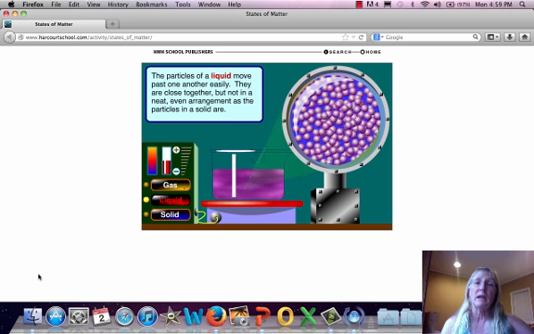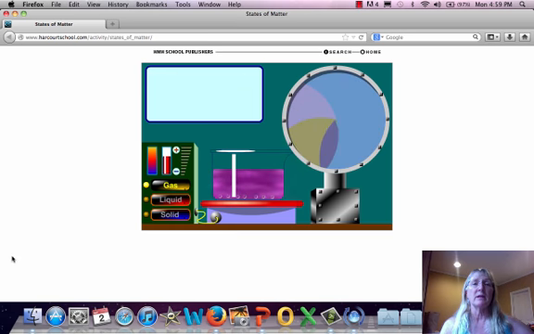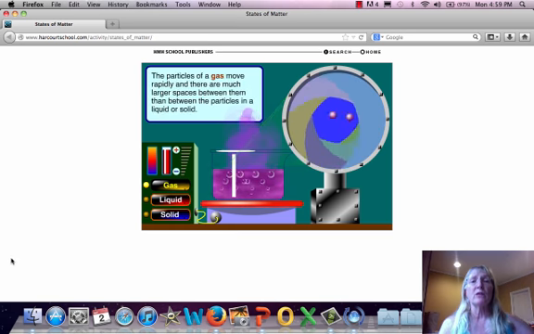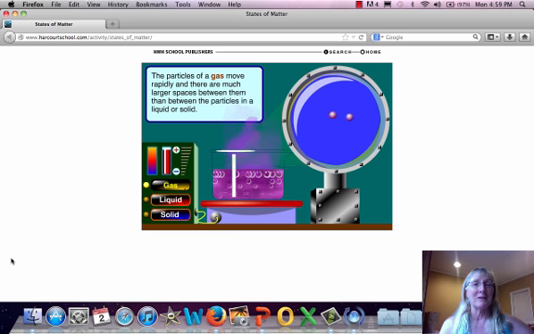That's called fluidity, or the ability to flow. They're still fairly close together, but no longer are they in the nice, neat, even arrangement as the particles were in a solid. And we can add even more heat and watch that temperature rise to see you can turn that liquid, complete with sound effects here, into a gas. And now this liquid is boiling.